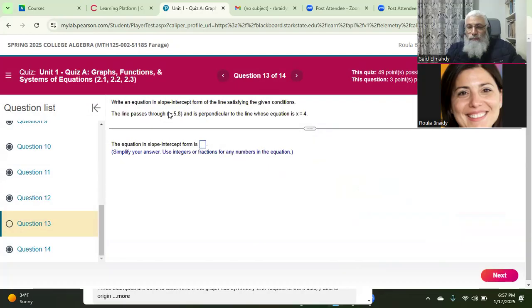All right, write an equation in slope-intercept form of the line satisfying the given condition. The line passes through (-5, 8) and is perpendicular to the line whose equation is x equal to 4. One minute, I need to write something. Yes, sure.